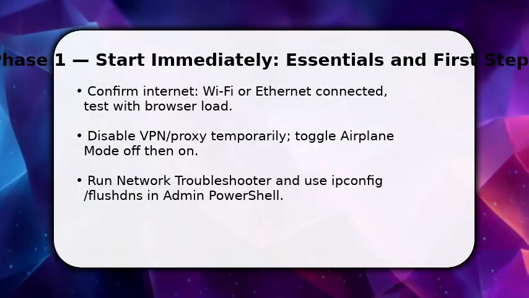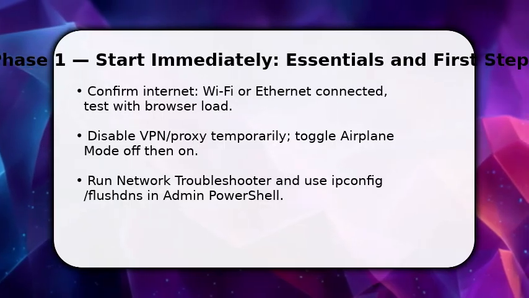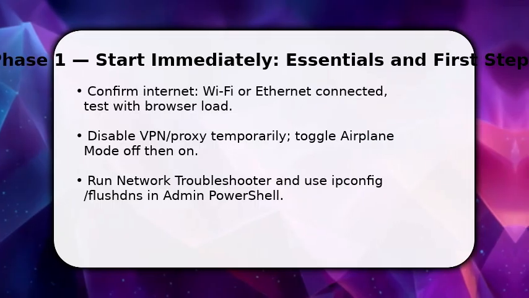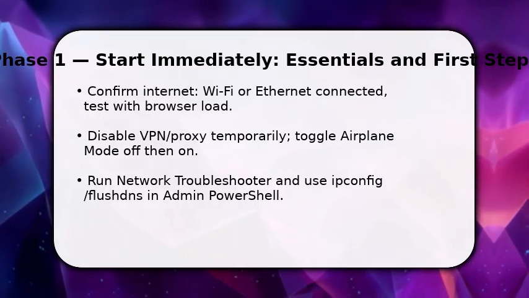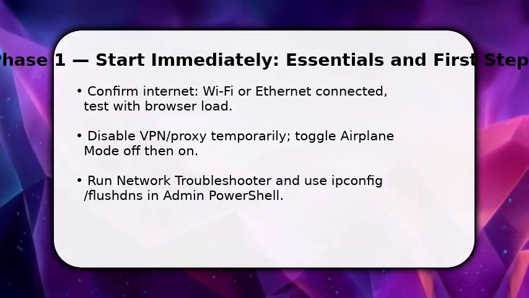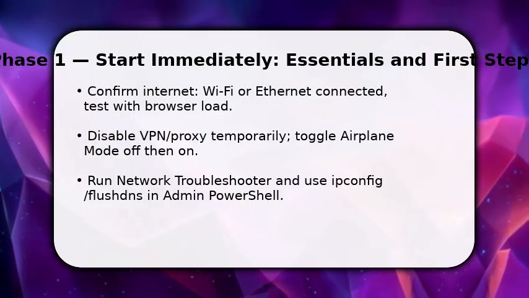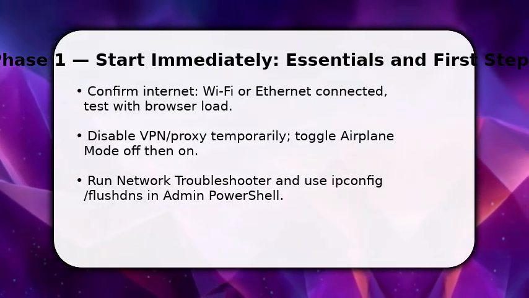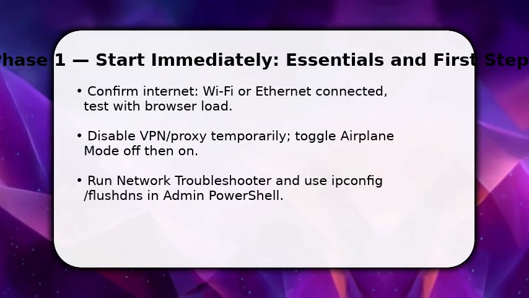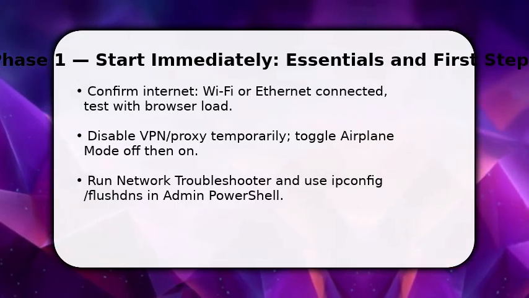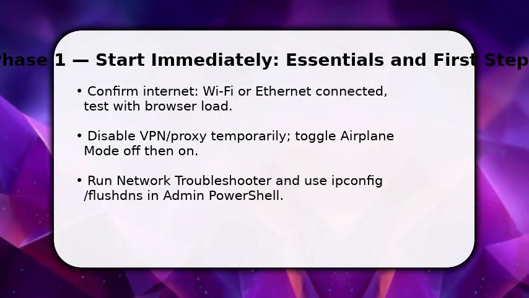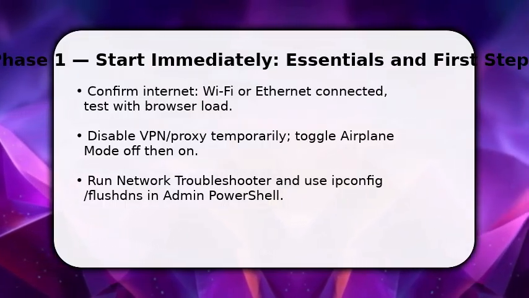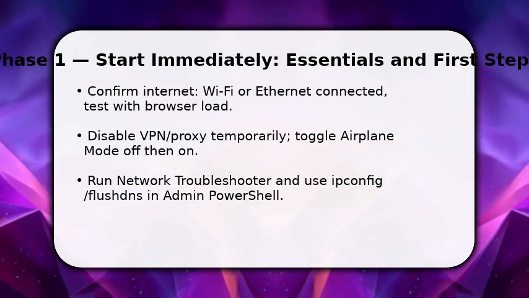You begin with the essentials. Verify your PC is online and that a browser loads pages. This isolates the store. Once done, turn off VPN or proxy because they often block store services. Next, run the built-in network troubleshooter to detect common issues. Open an elevated PowerShell and run ipconfig /flushdns to clear stale DNS entries, which can fix name resolution failures. These steps eliminate connection layer causes, so you can focus on the store itself.